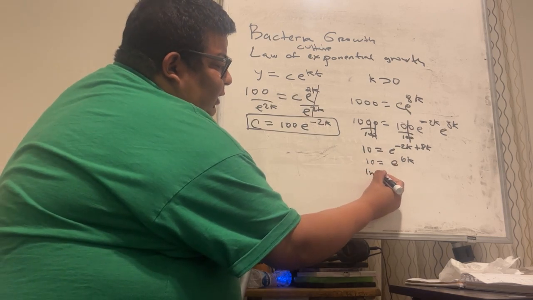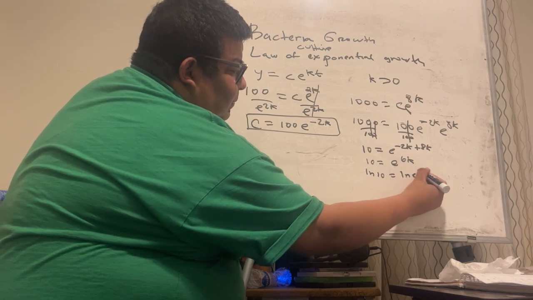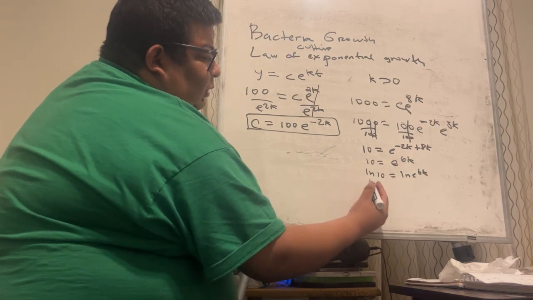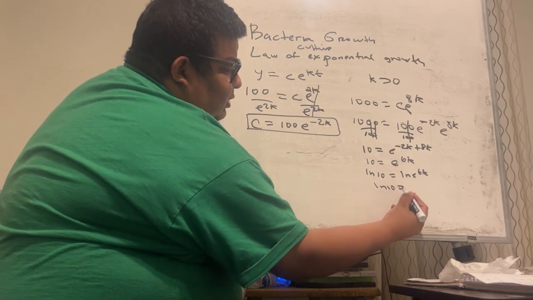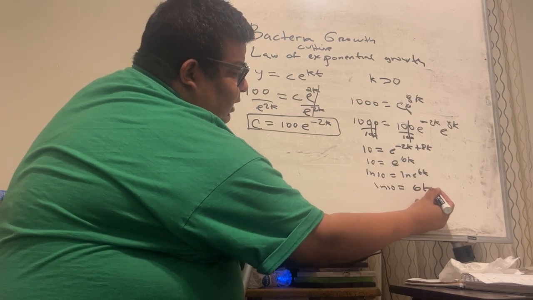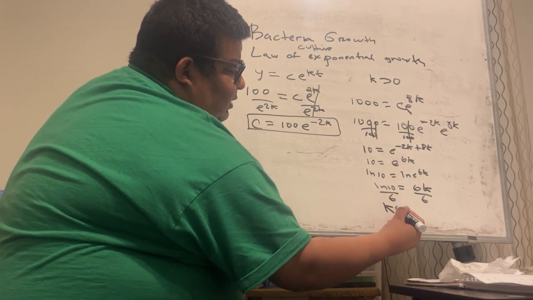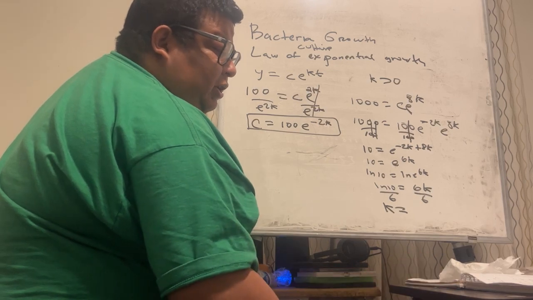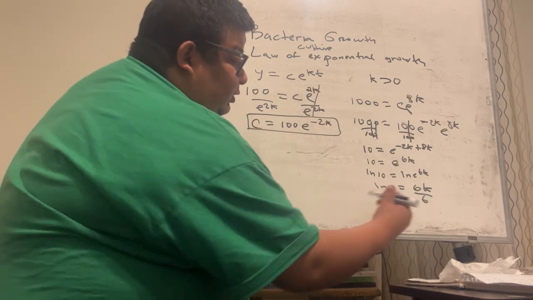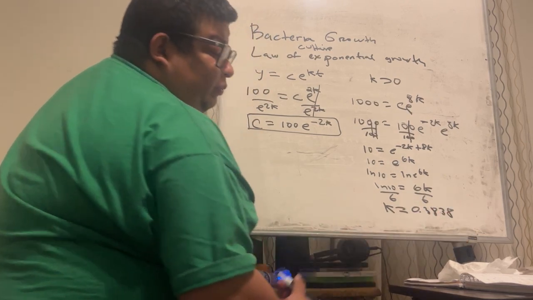Taking log on both sides, the left side stays the same, so ln of 10 is equal to 6k. We divide by 6, so k is equal to, you're going to find, 0.3838.